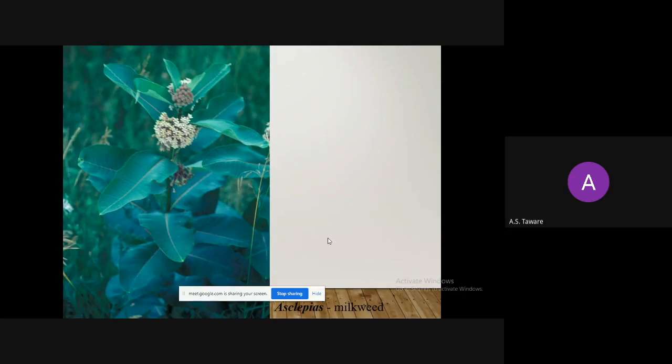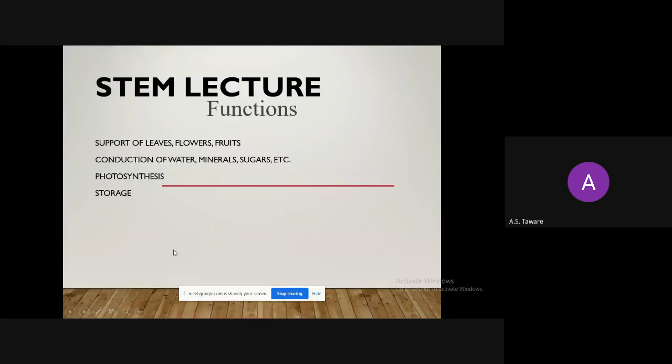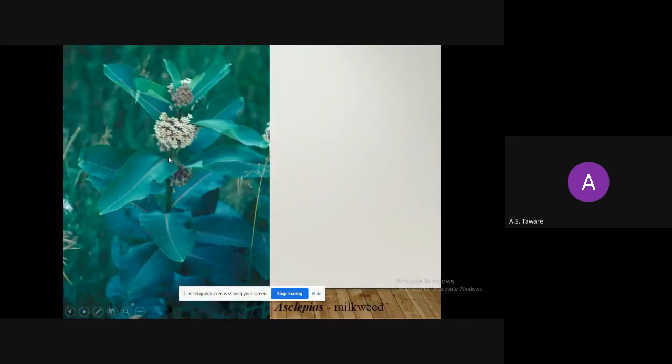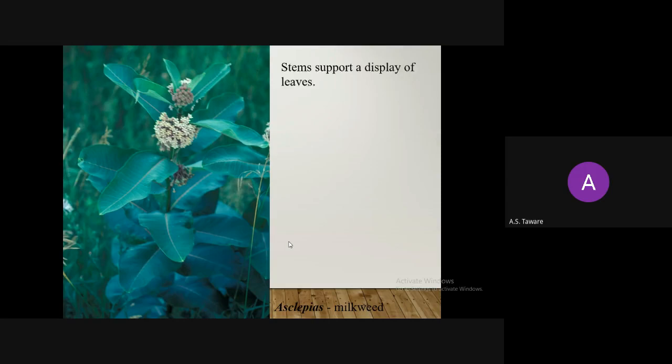They are bearing leaves and flowers. Again, you can observe the different arrangements on the plant. This plant is Asclepias, which is known as milkweed. It is called milkweed because it is secreting latex. All the plants from these families secrete latex. So stem supports the display of leaves. It is a central axis.